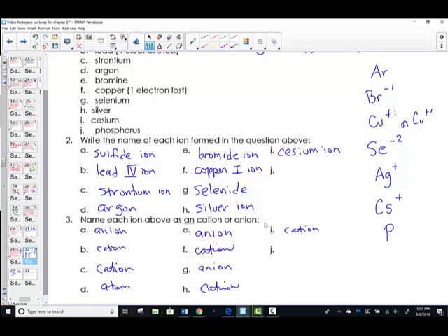And the last one was phosphorus. The elemental symbol is P. It's in group 5A, and we wrote a negative 3 charge there. Phosphorus becomes phosphide. It actually lops off 2 of the syllables, doesn't it? Phosphide. And again, since it's negative, it's an anion. How'd you do? Did you get an A plus?